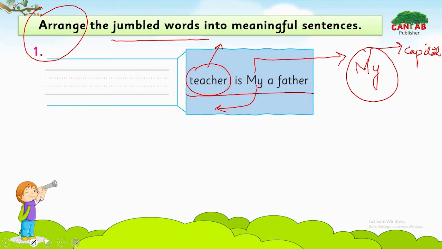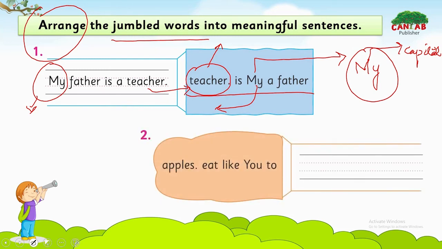So what would be the correct version of the sentence? That is, my father is a teacher. So my comes first and teacher in the last with a full stop. The next sentence is apples full stop eat like you too. So which word should be at the start of the sentence? You should be at the start because it starts with the capital letter. And apples should be in the last because there is a full stop. So the correct sentence should be you like to eat apples, with a full stop here.